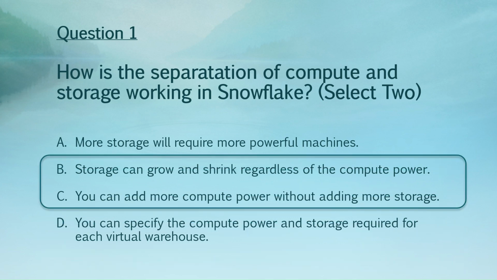It's B and C. Storage can grow and shrink regardless of the compute power. You can add more compute power without adding more storage. So it is obvious, but it's tricky if you don't properly understand what they mean by separation of compute and storage. Because, look, I had a similar confusion at the beginning. If you learn more about virtual warehouses, you will see that they are actual virtual machines, and the virtual machine has not just CPUs and processors, but also some memory and some disk space. Is this not considered storage? Well, not from this perspective.